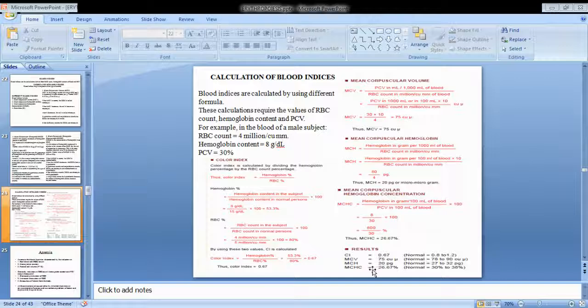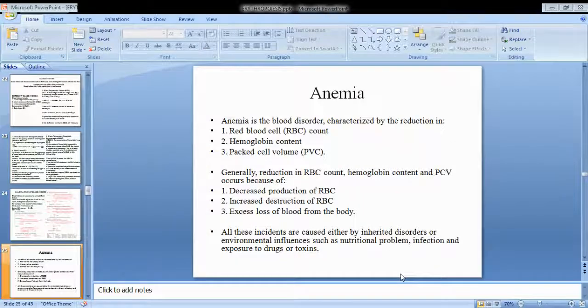CI is 0.67, MCV is 75 cubic microns, MCH is 20 picograms, and MCHC is given in percentage, 26.67 percent. So these calculations you can just go through. Okay. Next, what we are going to see is about anemia.